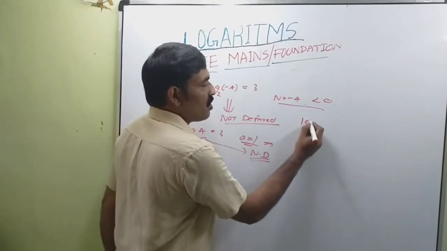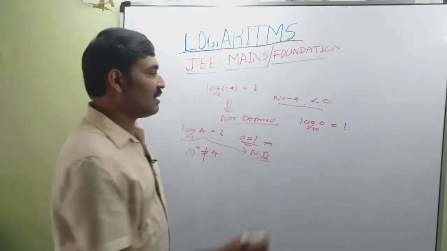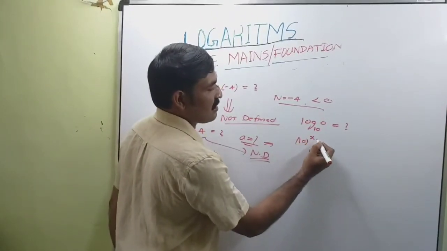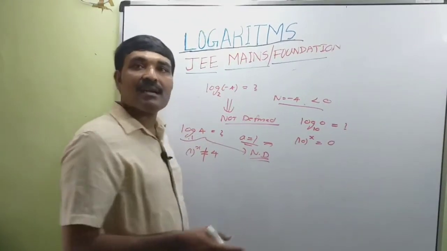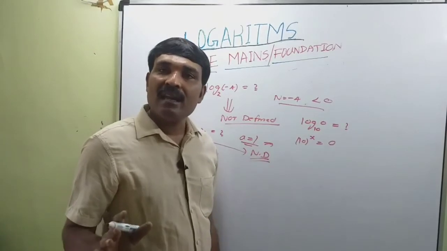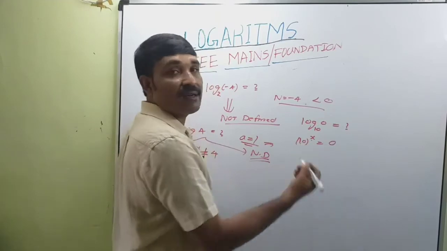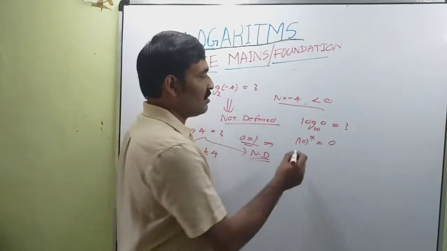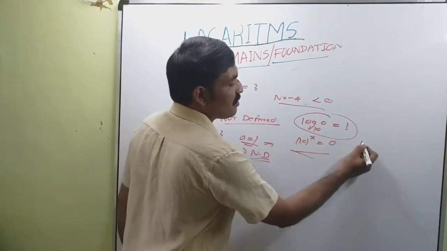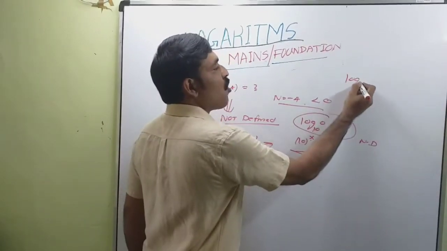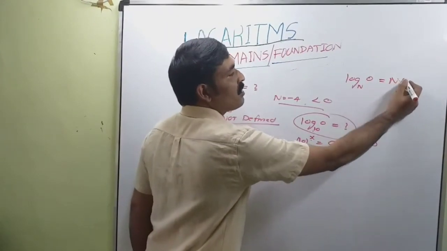Now, log of 0 to the base 10 is equal to question. This indicates 10 raised to x is equal to 0. That means 10 raised to any real number is never equal to 0. That is, we can't find an x such that 10 raised to x is equal to 0. Okay. So log 0 to the base 10 is not defined. Or in general, log of 0 to any base n is not defined.